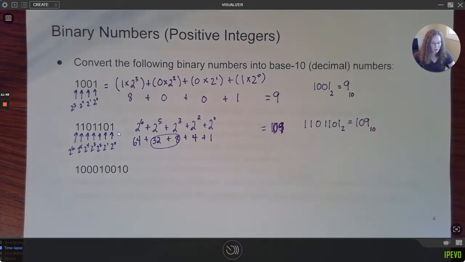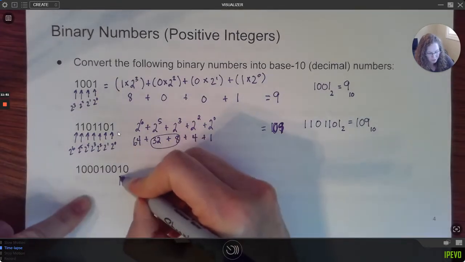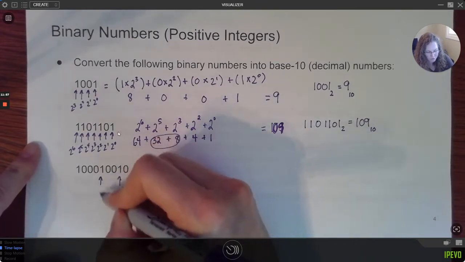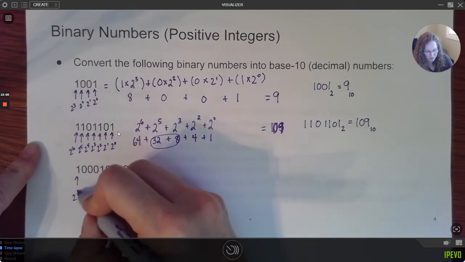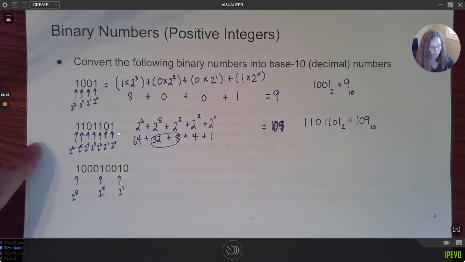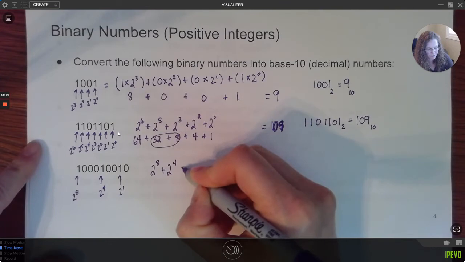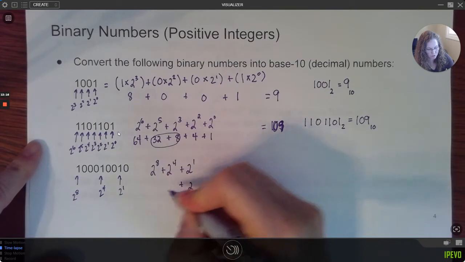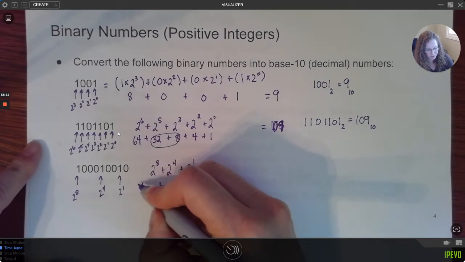Okay, one last one. So this is the 2 to the 0 place. We don't have that one, so let's not even bother to write that down. But we do have a 2 to the 1st, and that would be squared, cubed, to the 4th. We have a 2 to the 4th, 4, 5, 6, 7, 8. That will be a 2 to the 8th. So the only ones we really need to add up are the 2 to the 8th, the 2 to the 4th, and the 2 to the 1st. 2 to the 1st is 2, 2 to the 4th is 16, and 2 to the 8th is 256.